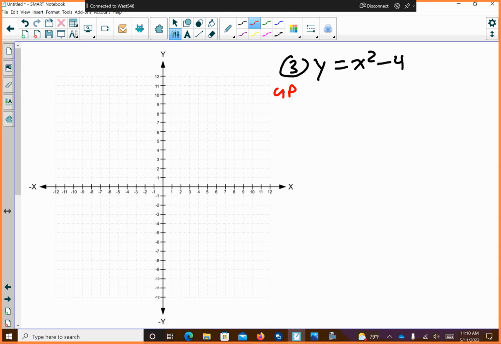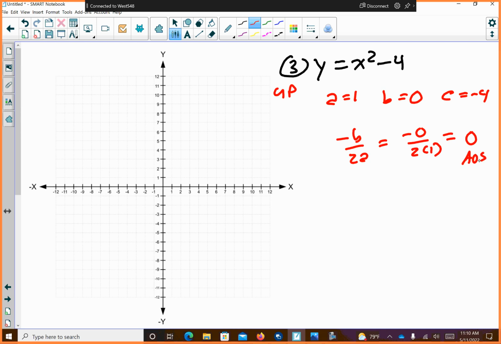Okay? So when we look at this problem, I know the A value is 1 and the C value is -4. What is the B value? Yeah, it's got to be 0. Okay? So from there, we can go negative B over 2A, which is -0 over 2 times 1, which is just 0. So that's the axis of symmetry. I don't know if it asked for it or not. Nope. All right. So from there, we can go ahead and start finding the vertex.